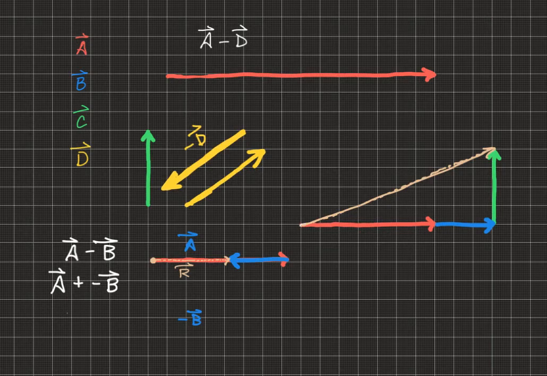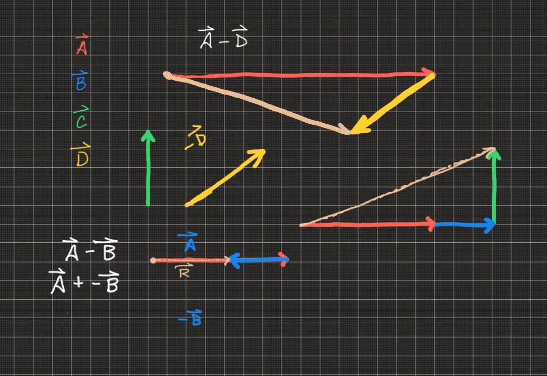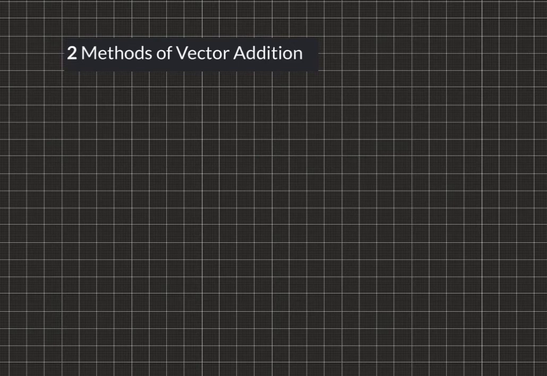Let's go ahead and move that tail to the tip of the previous vector. Our new resultant shall extend from the tail of the first to the tip of the last. So I might call that resultant, I don't know, M, just to differentiate it from the others we have done today. So this has been our first method of the two methods of vector addition which we will employ. The first one is the tip to tail method.